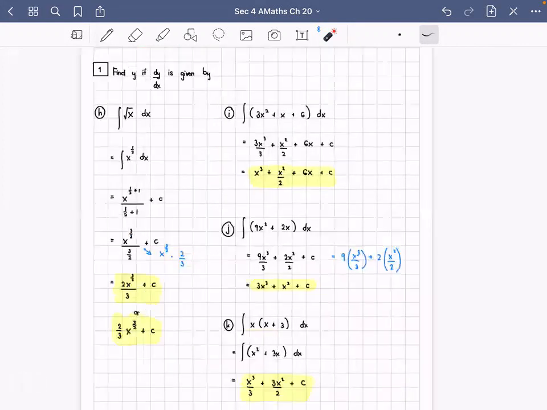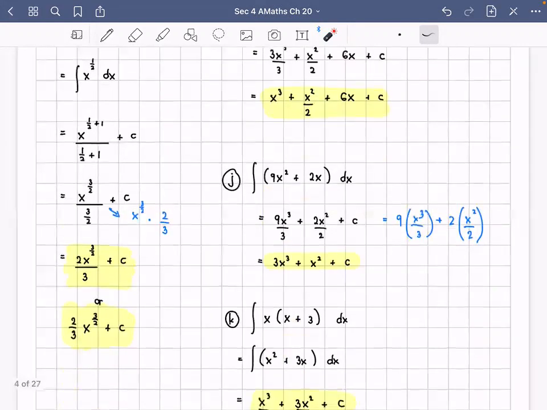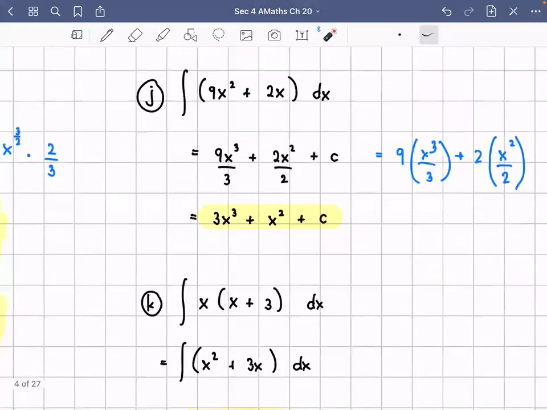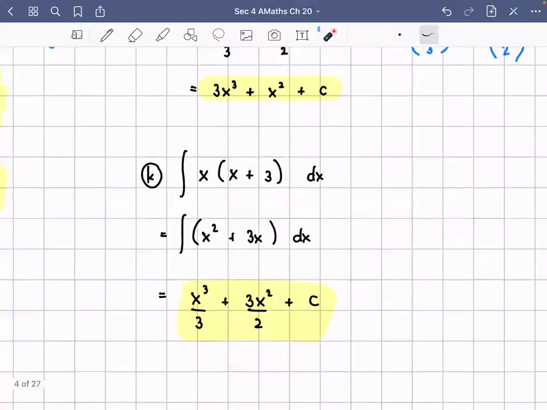Okay. Now let's go back to our example. So we finish at letter J, right? So we finish here. Okay. Now let's have another type of question. Okay, it's similar to this, but the question is written in a different way.